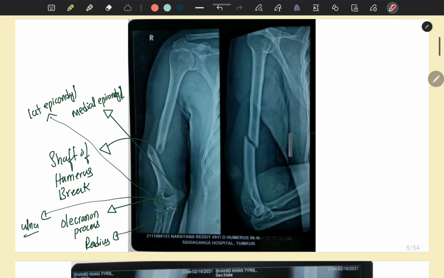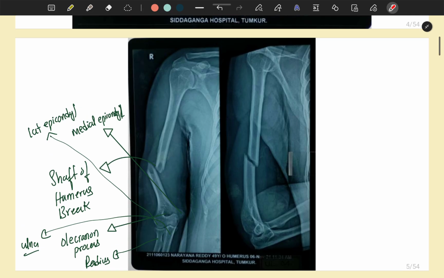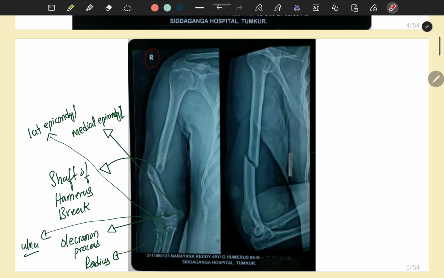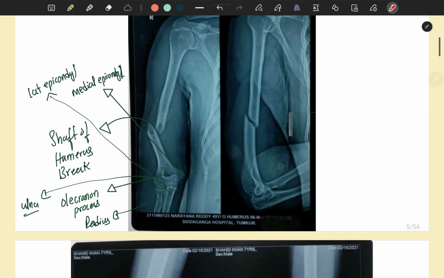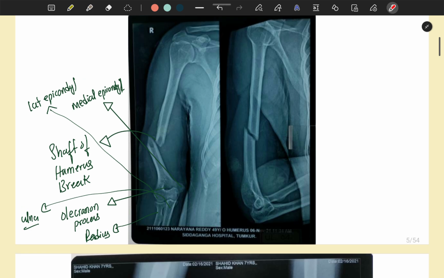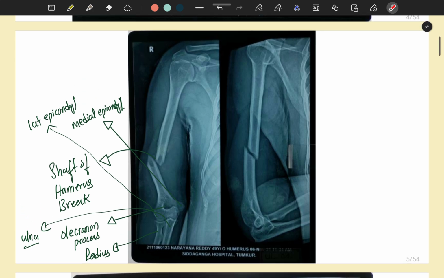Coming to the next X-ray, this is also a clinical point, that the shaft of the humerus has been broken here. Okay, this is right and same AP, plane type and right side.